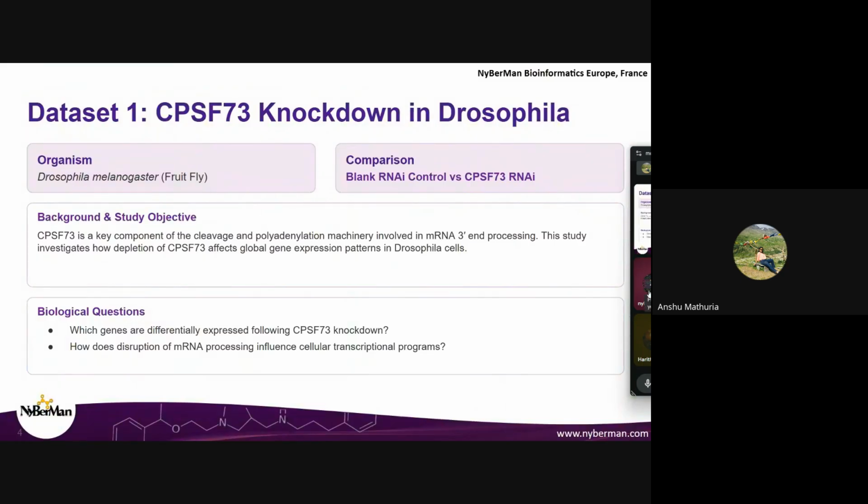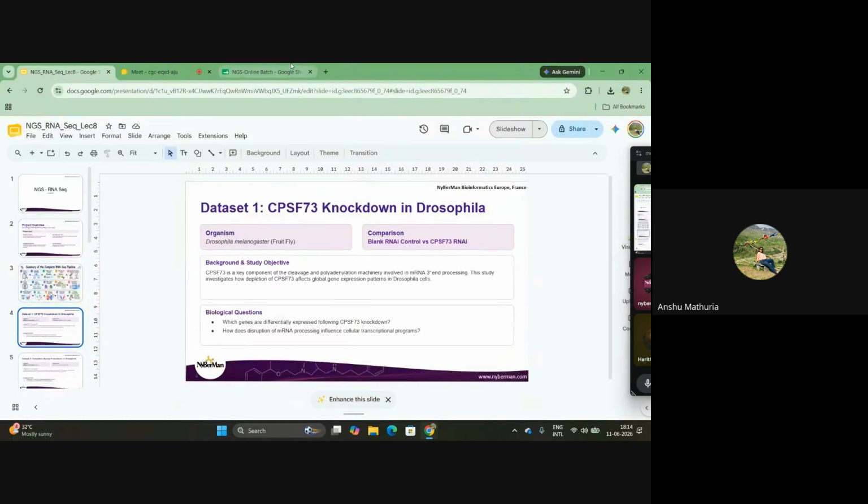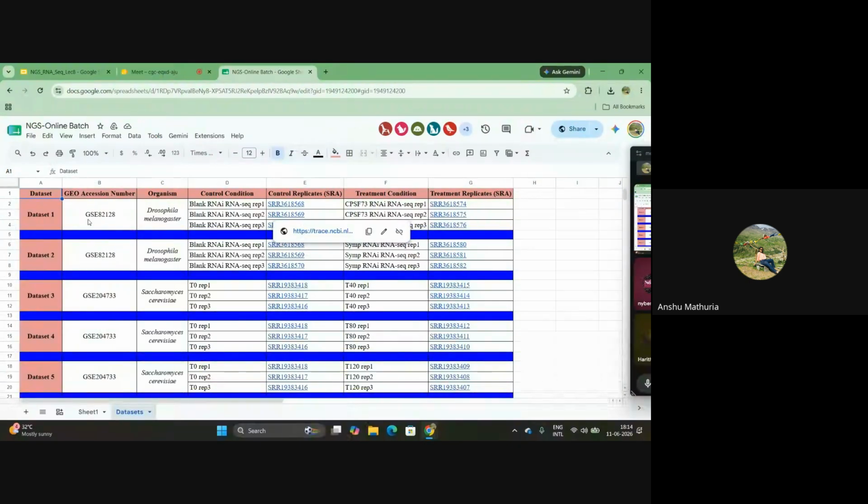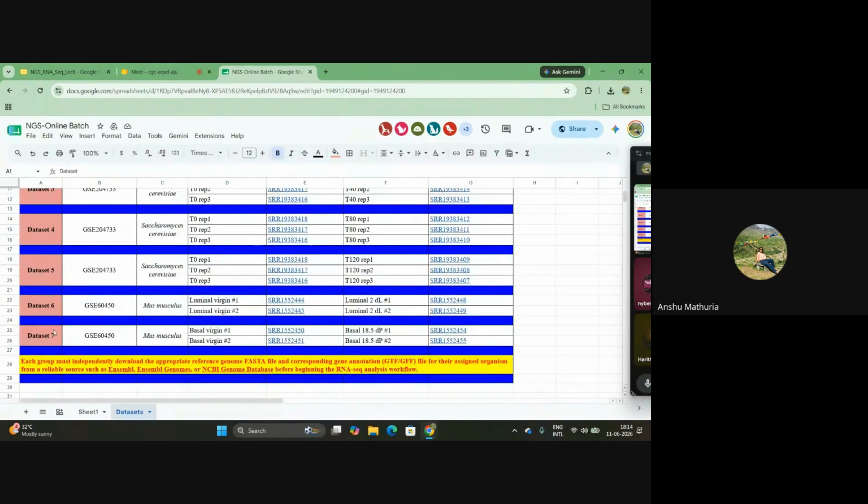So now I'll be talking about all the 7 data sets that I have given. Before I talk about this, first I'm going to allocate the data sets to all of you. I know that all of you have access to this particular sheet. So here I have mentioned 7 data sets.